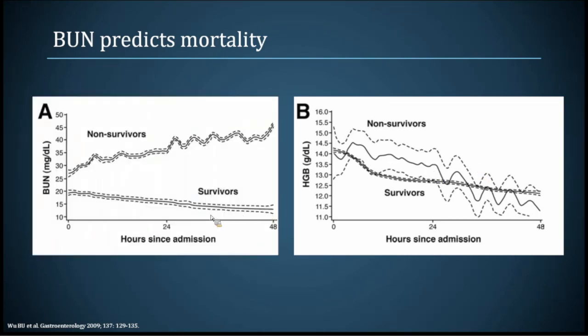But BUN, on the other hand, was rather useful. So if you look at the patients who survived pancreatitis, their BUNs came in, they were admitted a little bit high, reflecting again some volume loss and dehydration, and that decreased over time. And the non-survivors, you'll see that their BUN started up a little high and continued to increase over time. And so this ends up being a much better tool by itself, certainly over using hemoglobin or hematocrit.